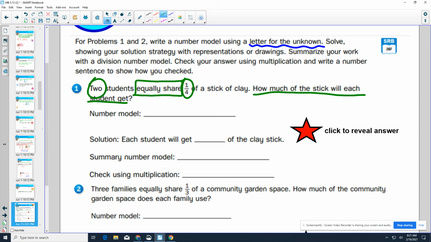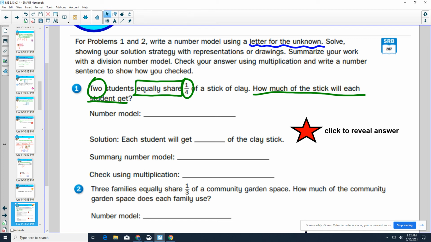So I want you to do your number model there. Are you dividing 2 students by 1/4 of a stick of clay, or 1/4 of a stick of clay divided by 2 students? So think about that. Pause the video and go ahead and fill in your blanks there.